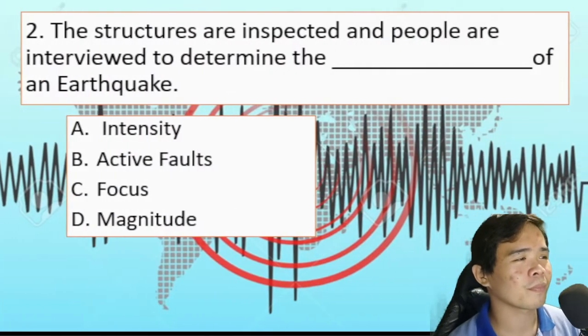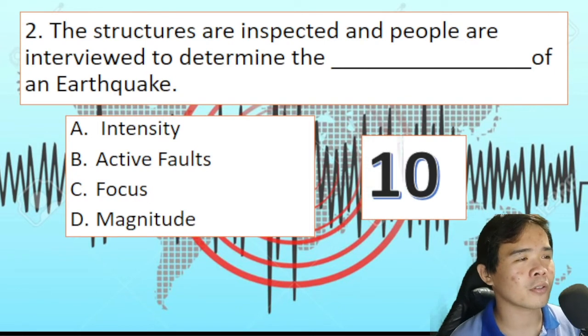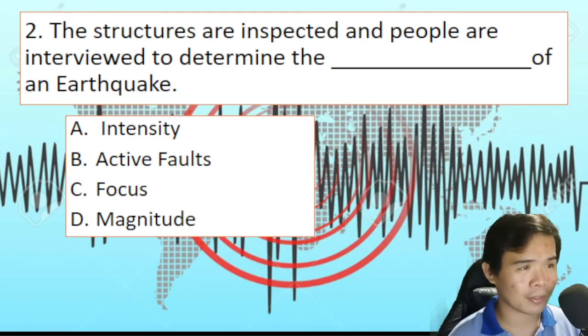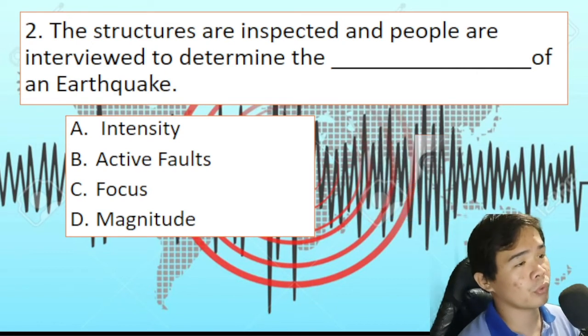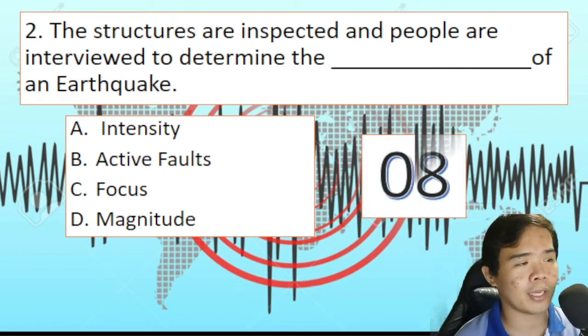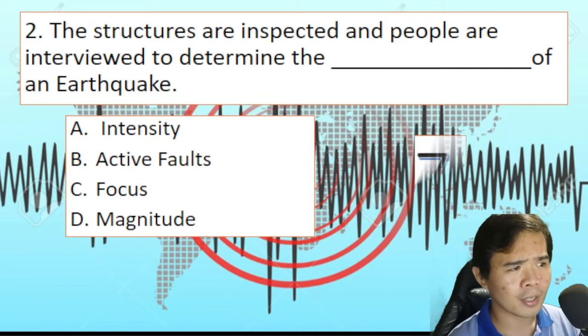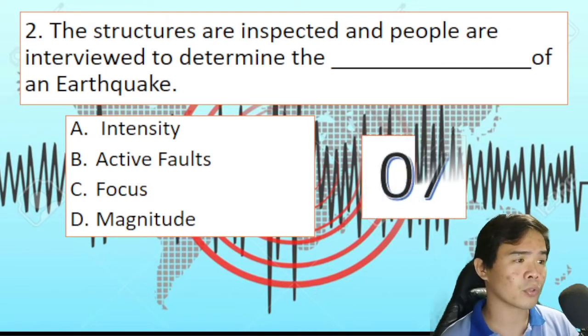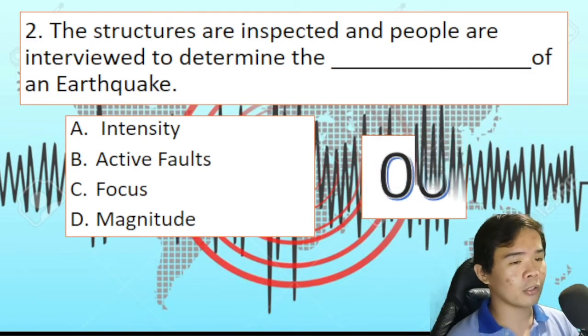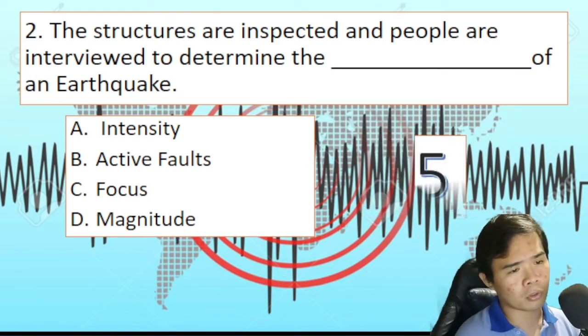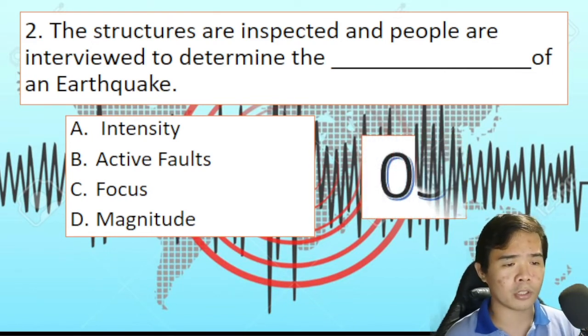Next! The structures are inspected and people are interviewed to determine the blank of an earthquake. What is it? Intensity, active faults, focus, or magnitude. So, what is it? When you are interviewed, what happened to you? Like, I was jumping, then there was an earthquake and I did not know what to do.